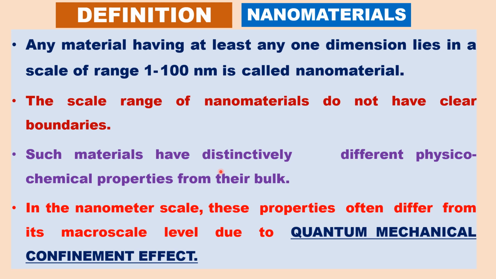Such nanomaterials have distinctly different physical and chemical properties from their bulk. They have distinct properties from their bulk. In the nanometer scale, these properties often differ from its macro scale level due to quantum mechanical confinement effect. That is called quantum mechanical effect.